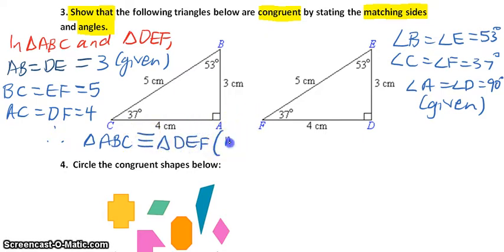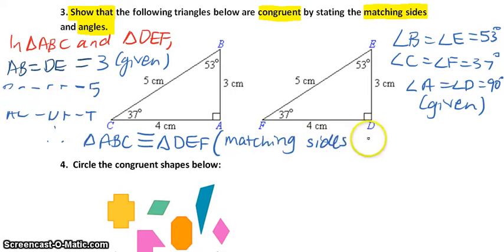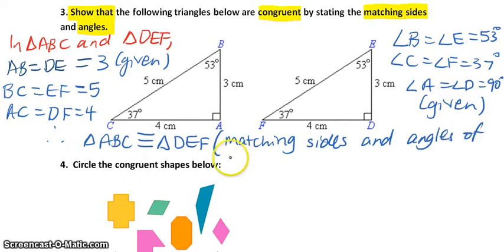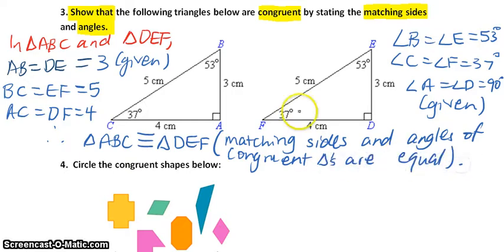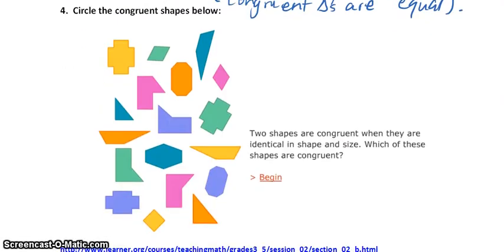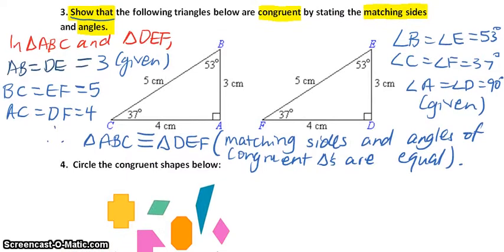And my reason for that is going to be matching sides and angles of congruent triangles are equal. Okay, so if you can show that the matching sides and angles of two figures are equal, then they're congruent. But you have to write it out in a full sort of proof way. Anytime you see this word, show that. Okay, so that's important. Question 4, and make sure you write those things down in your booklet.